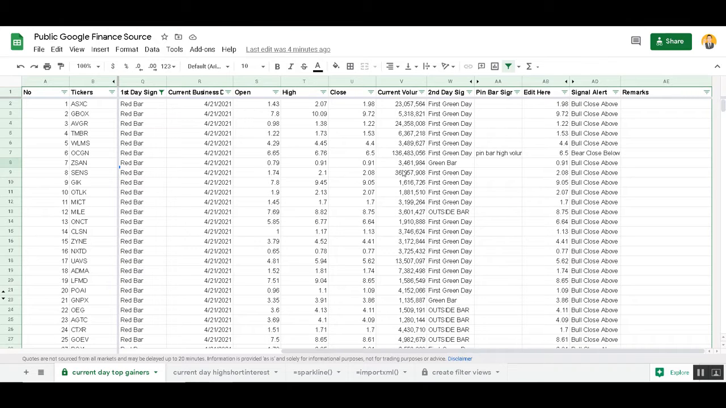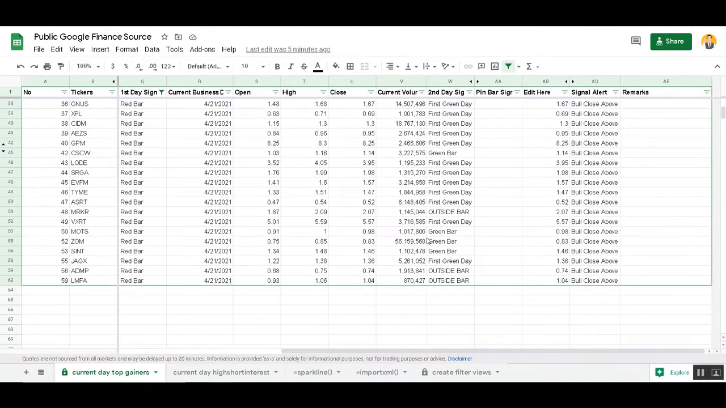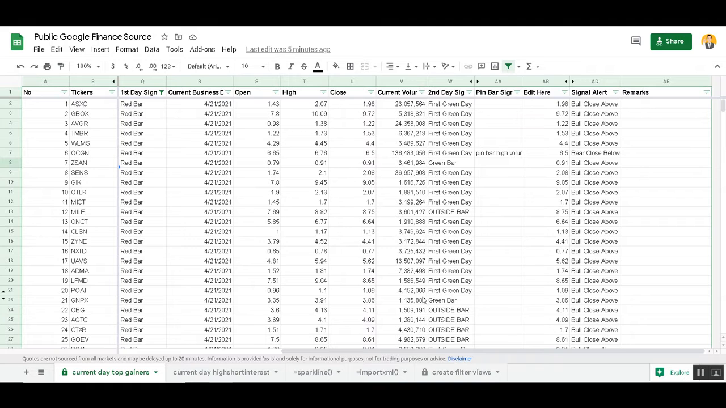In a stock market, there is a green bar and a red bar. A green bar is where the open price of the day is lower than the close price of the day. If the close price of the day is higher than the open price of the day, it is a green candle. If the close price of the day is lower than the open price of the day, it will be a red candle. Okay, there isn't any red candle here.